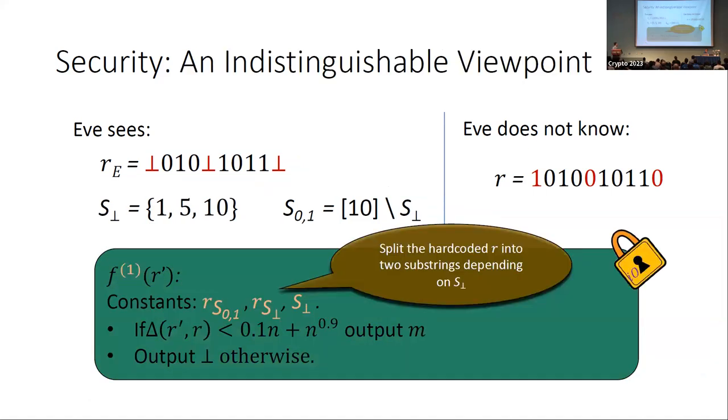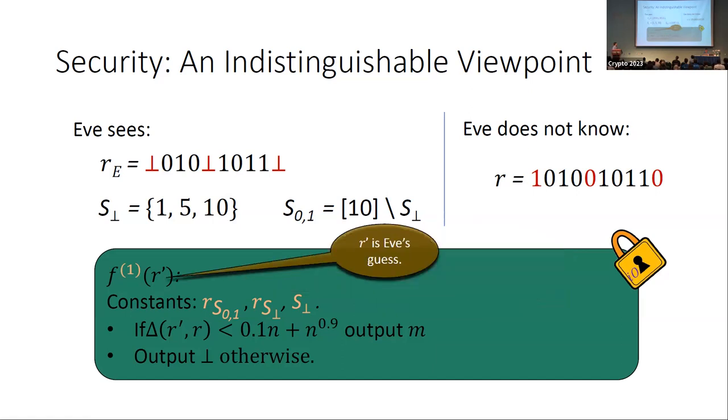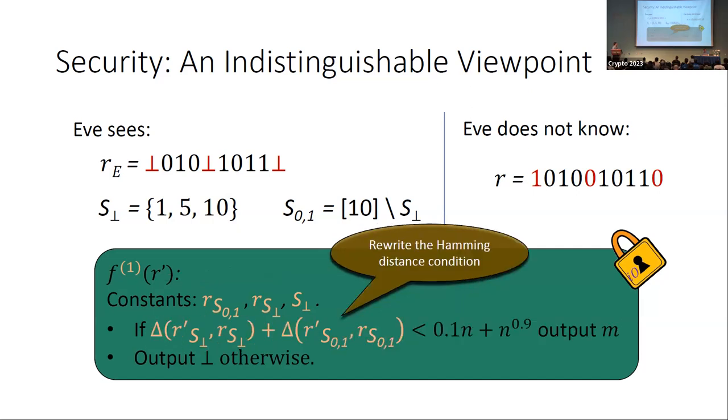And what we're gonna do is we're gonna consider the following hybrid where the circuit now just splits the hard-coded R into two substrings dependent on this S bot. And just for convenience of notation, as a reminder, a guideline for the audience, R prime is Eve's guess. And we're also gonna split this Hamming distance metric. So instead of just computing the Hamming distance on the whole string, compute it in two halves. So far we've done nothing but syntactical changes. This is just notational changes.